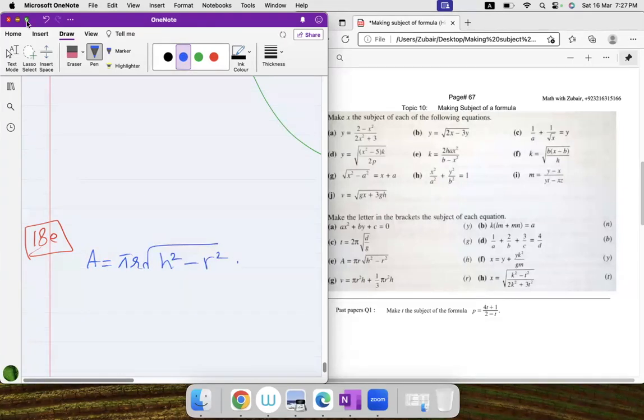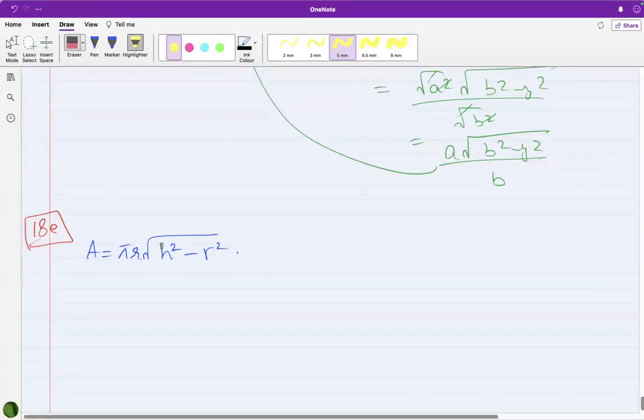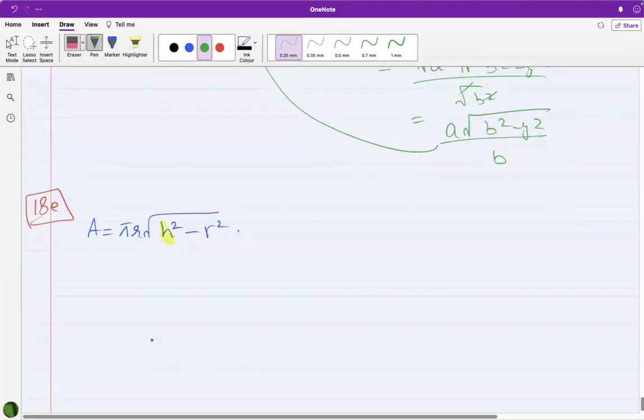This is an easy one. We have to make h the subject. Now, in order to keep it alone, what should be my first step?